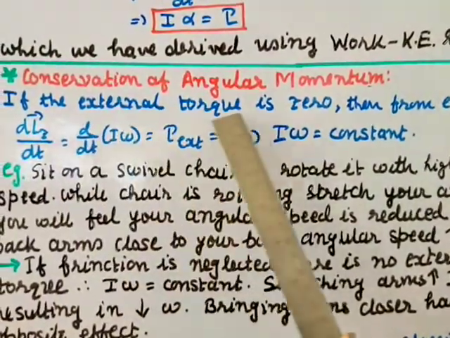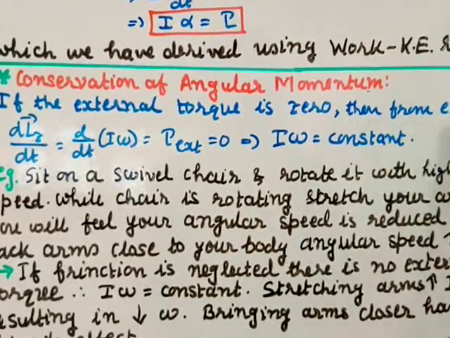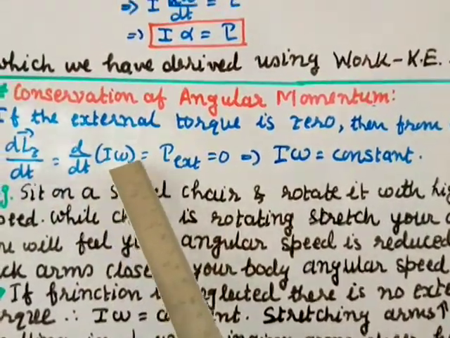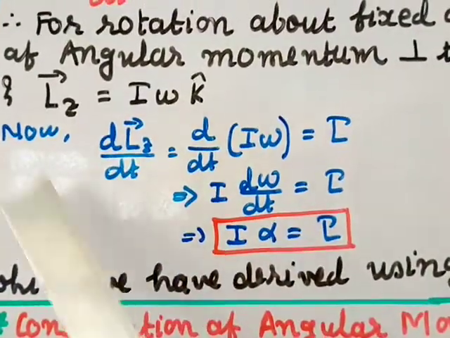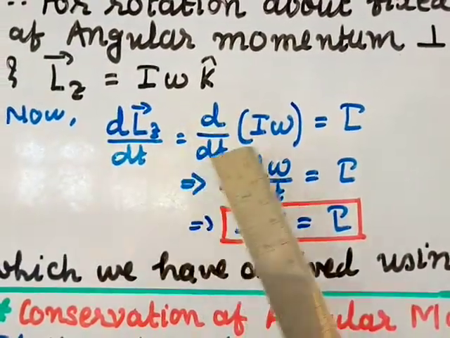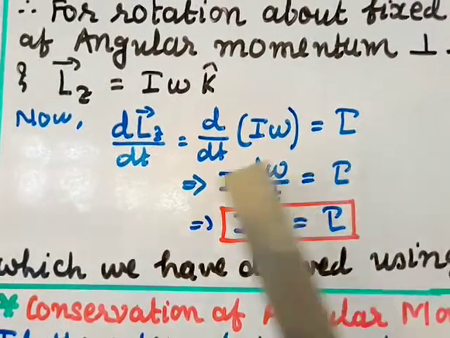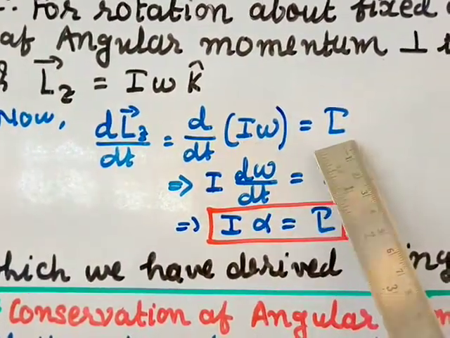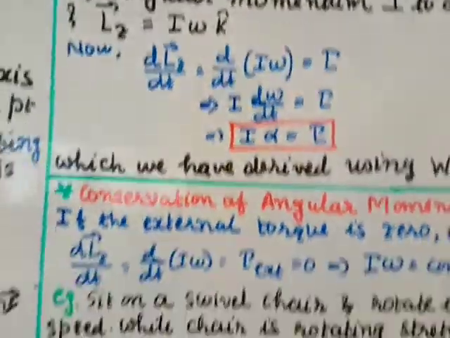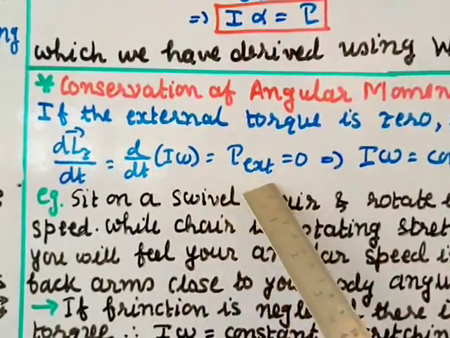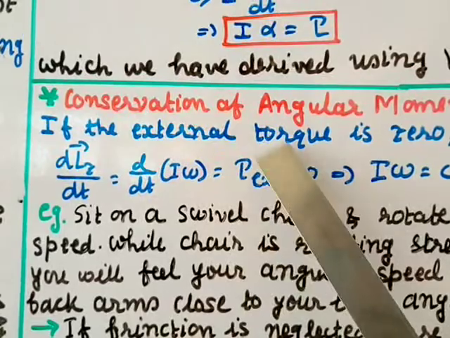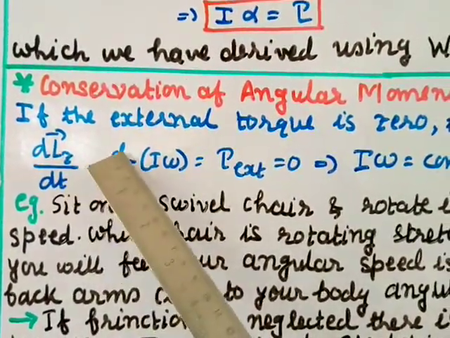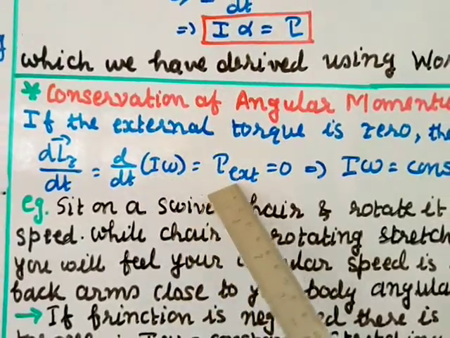If the external torque is 0, then from the equation dLz by dt is equal to d by dt of I omega, which equals tau. Here tau I will take as the external torque. So you can write tau external equal to 0, because I am considering the external torque to be 0. So d by dt of I omega equals 0.